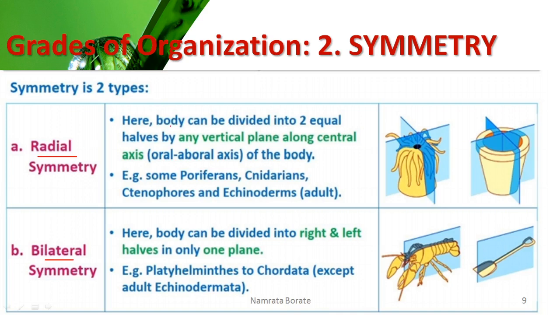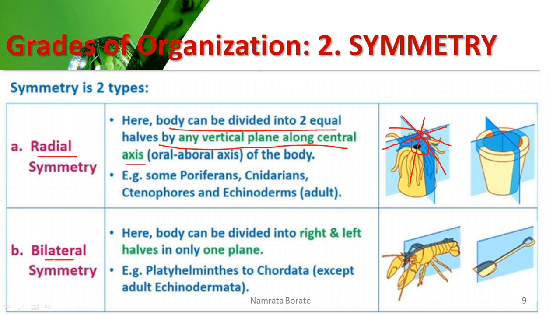What is radial symmetry? The body can be divided into two equal halves by any vertical plane along the central axis. When we consider this organism, it can be divided in any plane of division through the central axis, and it always shows equal parts. That form of symmetry is called radial symmetry. It is observed in poriferans, cnidarians, ctenophores and echinoderms.